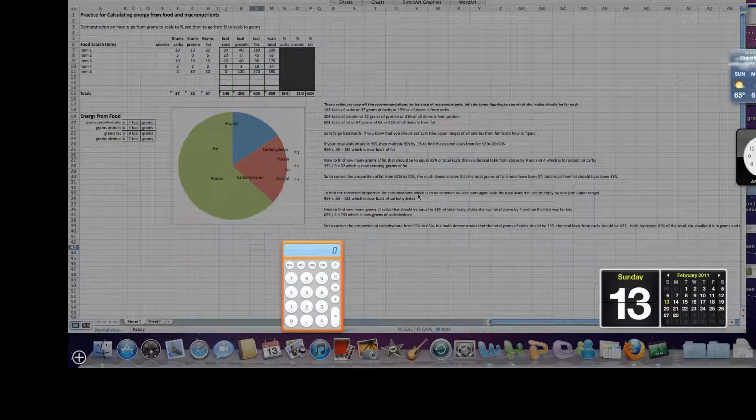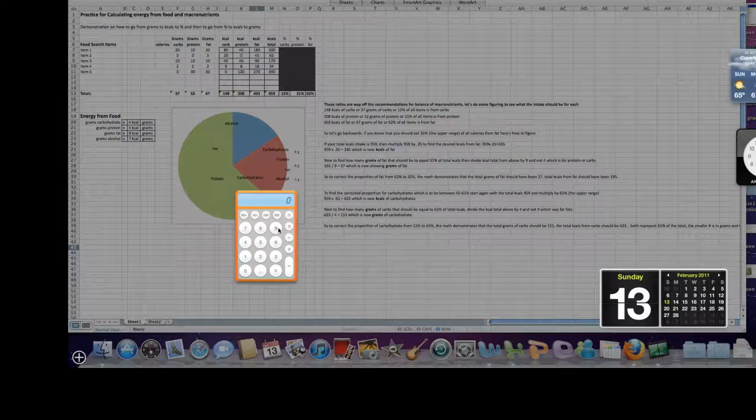To find the corrected proportion of carbohydrates, the recommendation is to eat between 45 and 65%. So again, we're going to start with 959, and we're just going to multiply by the top number so we know what is the total amount of carbs we should eat. Instead of eating 148 kilocalories of carbs, we should have eaten 623, quite a big difference. In other words, the fat and the carb intake were completely opposite.